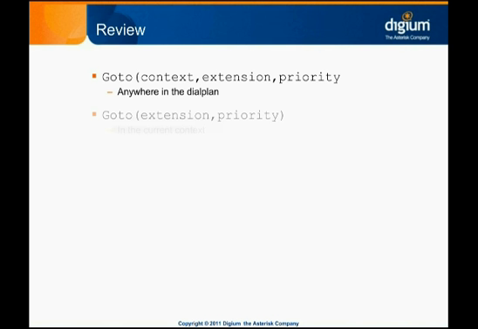To conclude, let's review the Goto application's basic syntax. Our arguments must be a specified context, extension, and priority anywhere in the dial plan, an extension and priority in the current context, or a priority in the current extension.